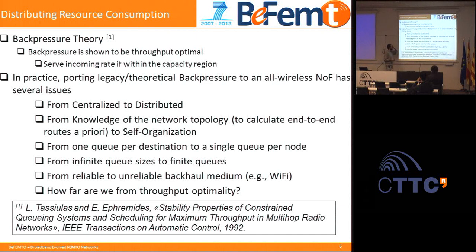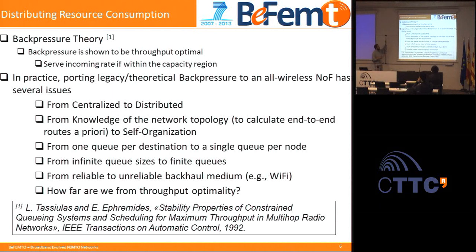We got inspiration from this seminal paper by Tassiulas and Ephremides back in '92. But that's theory; we are quite experimental. We wanted something that was deployable and that worked more or less efficiently in an all-wireless network of femtocells. Theory says that back pressure is throughput optimal if the flows have rates that are inside what they call the capacity region, which you can see as the set of flows and rates that can be served by a given network.